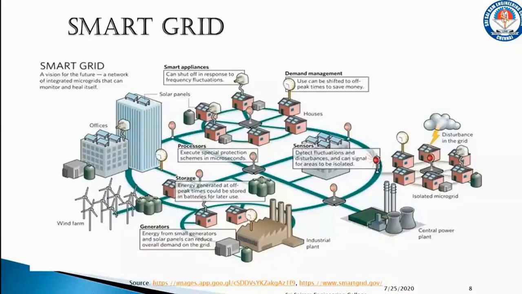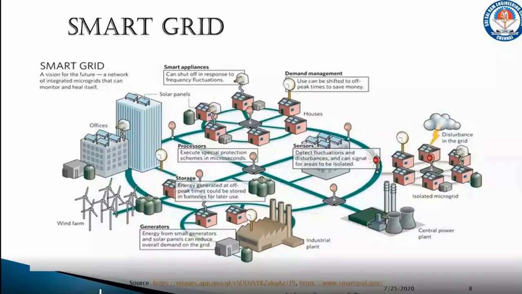In the smart grid, we have a central power plant as in the ordinary grid, but in addition, we also have localized power generation from solar, wind, and small generators, and the excess power generated in the localized stations can be stored in batteries. We have smart appliances that can be shut off in response to fluctuations. We also have a demand management system that shifts unnecessary load to off-peak time, which saves money. We also have sensors that detect faults and isolate them, thus providing a self-healing property to the system. And we also have processes that provide special protection within microsecond time.